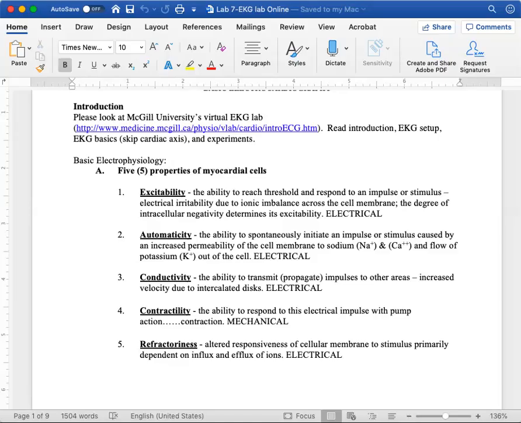They contract, and then they have a refractoriness, which means they have a really long absolute refractory period, so that they can't be stimulated again to produce an action potential. So they're different than skeletal muscles. Since we're not able to do this physically in lab, I wanted you guys to look at the virtual EKG lab at McGill University and see how they did the setup and the introduction of those in the experiments.